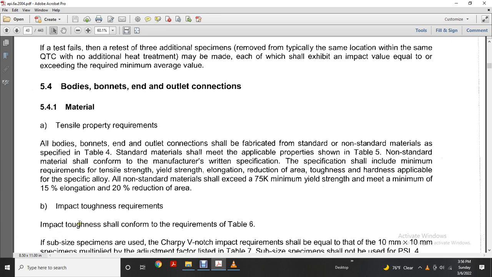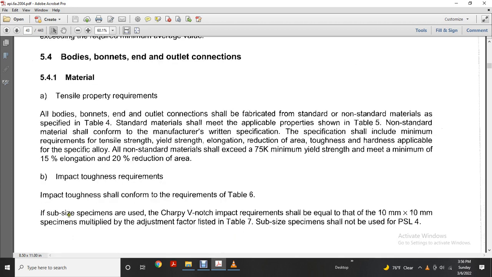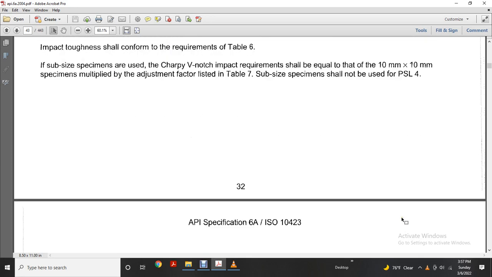Impact toughness requirement. Impact toughness shall conform with the requirements of Table 6. Subsize specimens, U or Charpy V-notch: impact requirements shall be met with a 10mm by 10mm specimen multiplied by the adjustment factor listed in Table 7. The subsize specimen shall not be used for product specification level 4.